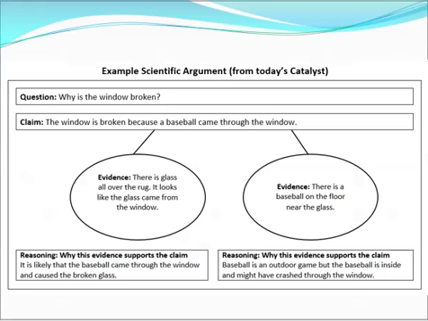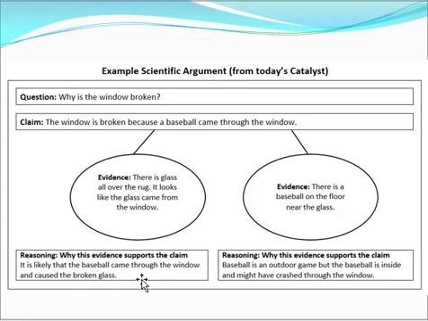So in this diagram, we've taken it a step further. We have our claim, the window is broken because a baseball came through the window, and two pieces of evidence from that list, which is there's glass all over the rug. It looks like the glass came from the window. And another piece of evidence is that there's a baseball on the floor near the glass. But the part that's important for your scientific argument to be solid is that you need to have reasoning.